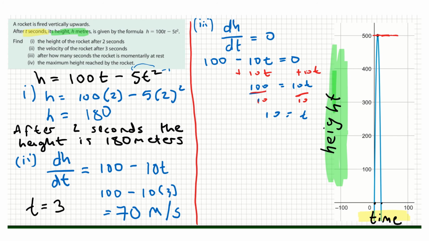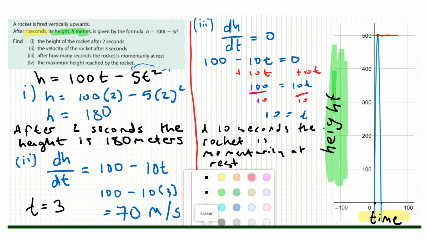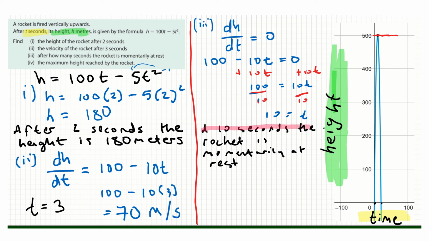So that tells us that after 10 seconds, the rocket is momentarily at rest. Okay, I'm going to highlight that on the graph. Remember, you won't have the graph in a question, and it'd probably take you a long time to do a graph like that, but there's the point. That's after 10 seconds.